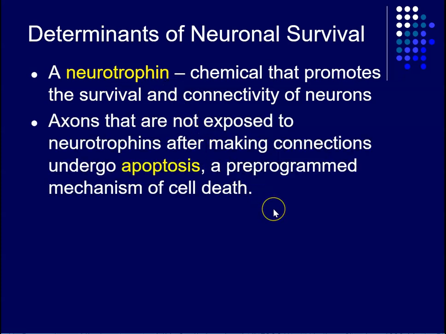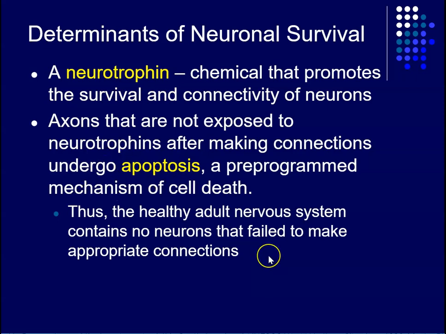Axons that are not exposed to neurotrophins after making synapses typically undergo what's called apoptosis. That second P is silent. Apoptosis is a pre-programmed mechanism of cell death. Essentially, neurons, and in fact many other types of cells in the body, are programmed to kill themselves unless certain circumstances are met. In the case of neurons, the main circumstance that's needed for survival is exposure to sufficient levels of neurotrophins.